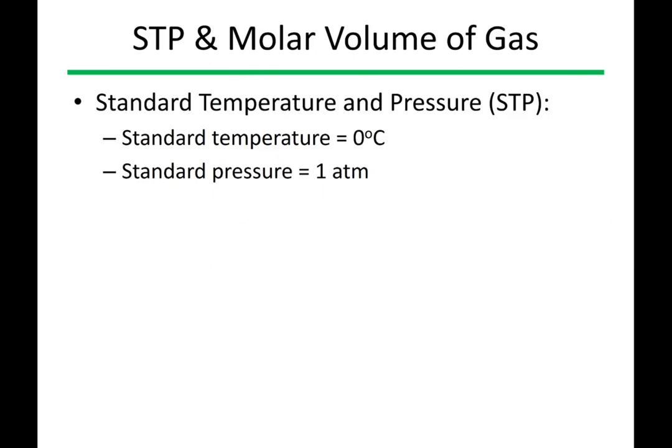The last thing that you'll often see in these problems that we need to define is standard temperature and pressure. And this is a typical value given, often abbreviated as STP. The standard temperature is going to be 0 degrees Celsius. Remember, that's 273.15 Kelvin. And the standard pressure is 1 atmosphere.